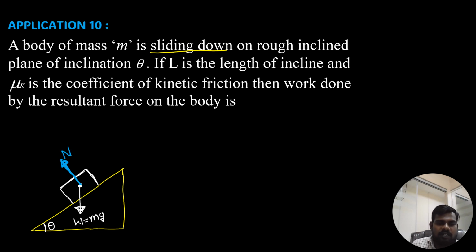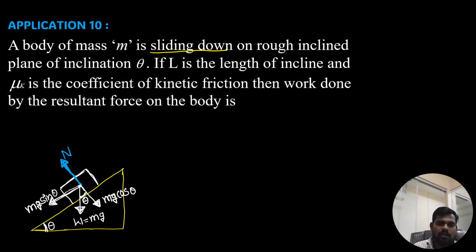So here weight is a force in this case. Again this weight is resolved into two components, as I discussed in application number 8 and application number 9 also. One component is this, and the second component is exactly parallel to the inclined plane. Now the inclination angle is theta, so this angle will also be theta. That's why this is mg cos theta, and this one we consider as mg sin theta.